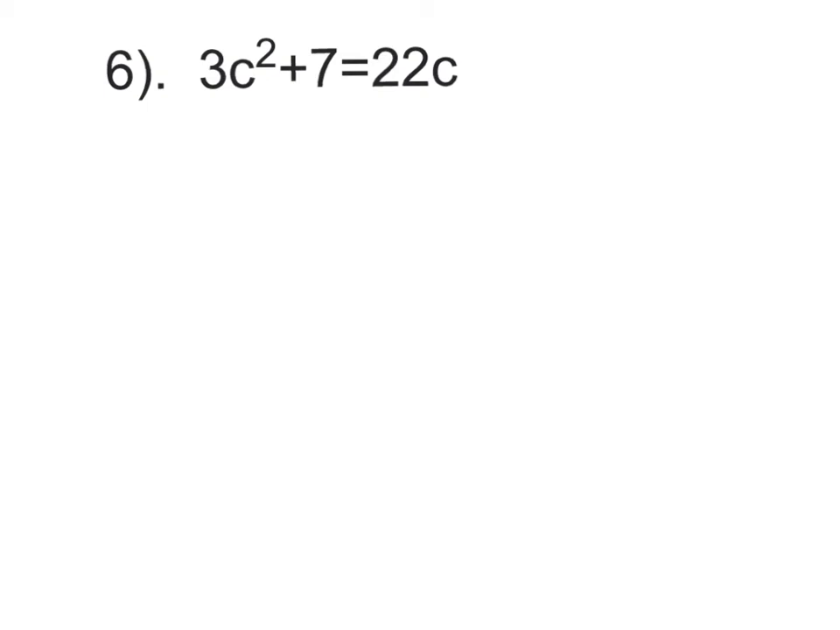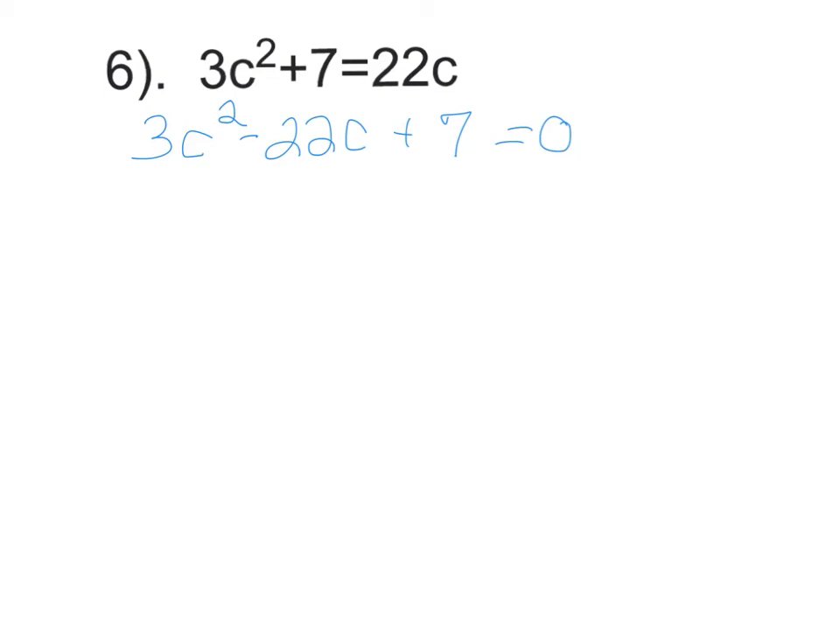Okay, example 6, we have 3c squared plus 7 equals 22c. So I can see that I need to set this equal to 0, so this 22c needs to be moved over to the left side. So let's start by saying that 3c squared will move over the 22c, so that's going to be -22c plus 7 equals 0. So notice that when I brought the c over, I went ahead and did two things at once. I put the 22c so it would be in descending exponential order.